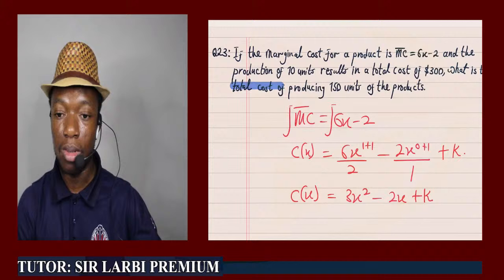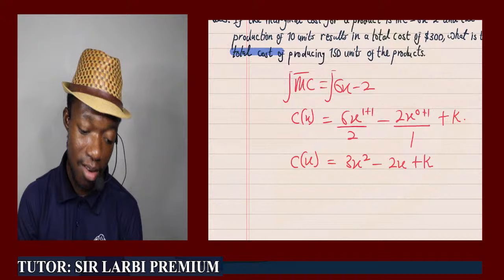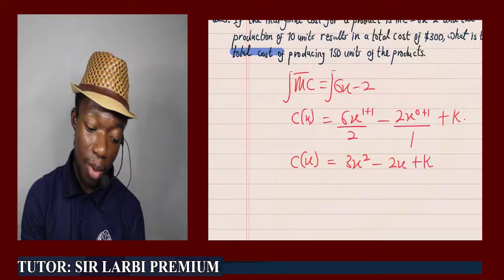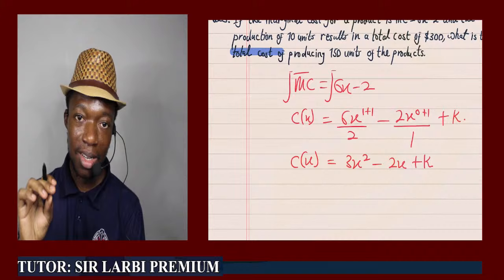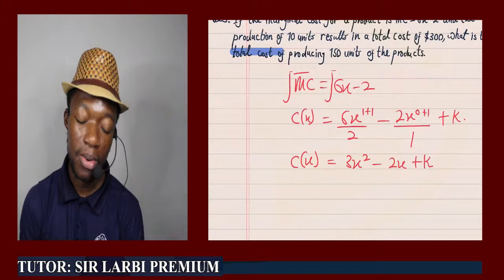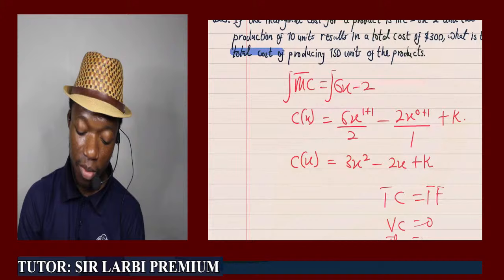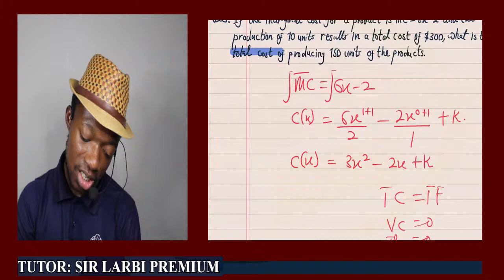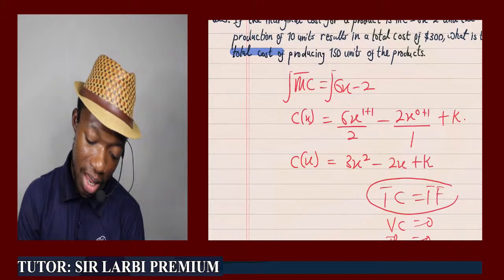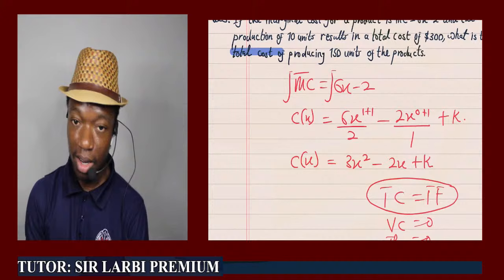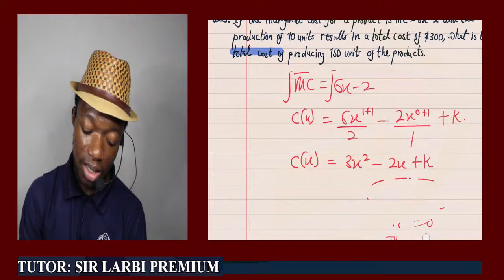So once we have this as our cost function, we can look out for other information. They said that the production of 10 units results in a total cost of $300. Now here we have been given the units that we have produced. If there weren't any units given here, then we would have to make an assumption that at the production level of zero, our total cost should be equal to our total fixed cost, and our variable cost would have been zero. With that, you'll be given the fixed cost in the question so that you equate the total cost to the fixed cost, and then you substitute the units as 0 so that you can find the value of k. But here we have the units already given, so no big deal about making any assumption here.